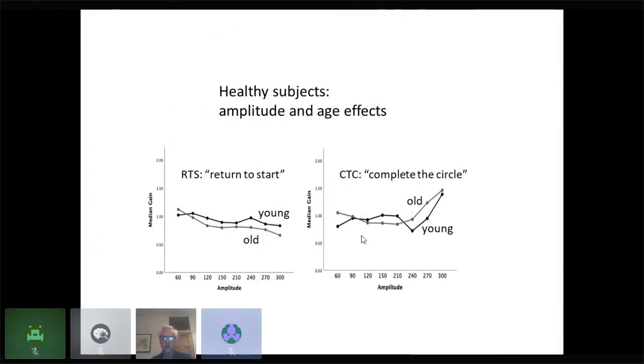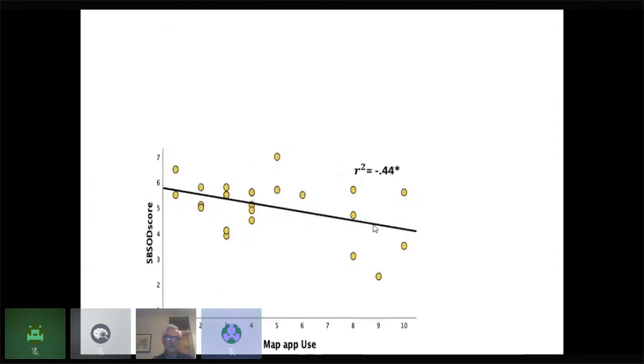In the CTC or round the block task, this is a flat response, essentially getting worse for high amplitudes, which is the reversal of this. This is fine. This is all explained by the plain vestibular physiology. But there is no major difference between the young and the old, particularly in the central range. We did not confirm a statistical difference there.